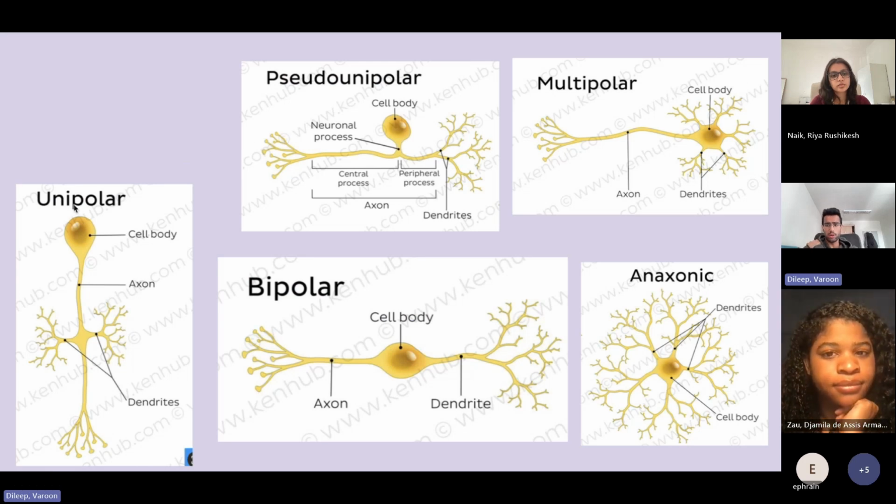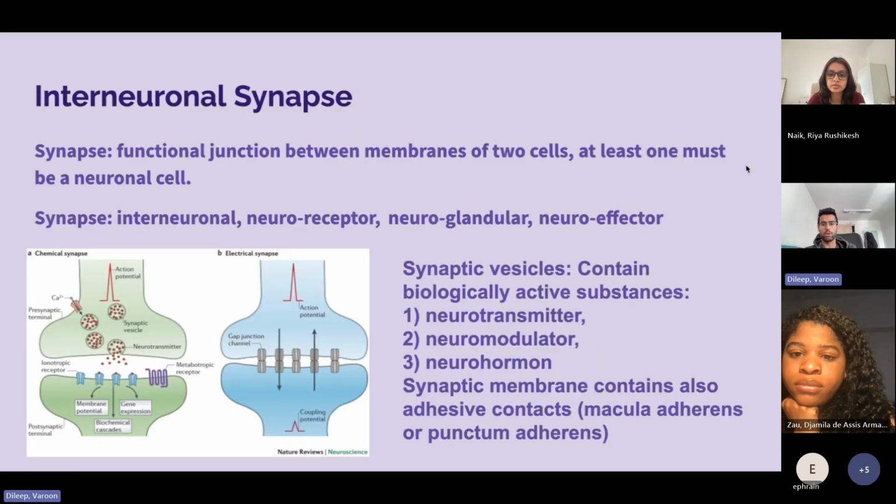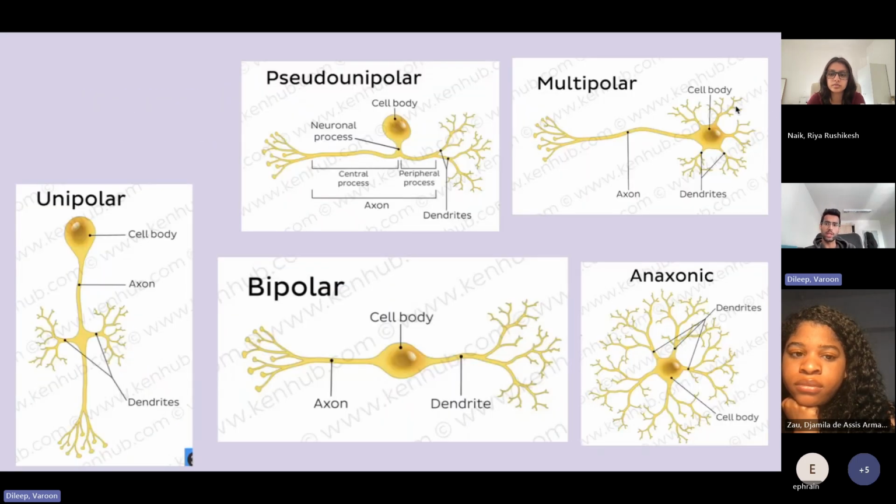So here we can see unipolar. As you can see, unipolar only has one projection, one branch, so that's why they are called unipolar. Then we have pseudo-unipolar. They have one branch which looks like it splits into two. So you can see here, this is the axon, and then this is splitting into two. And then we have bipolar, which have two branches. We have the dendrites here, and then we have the axon here. And then when we talk about multipolar, it has multiple dendrites which receive the information and a single axon. And then when we talk about anaxonic, you can see it does not have a definite axon, so that's why it's just called anaxonic. So, guys, does anyone have any questions about the classification of the neurons?